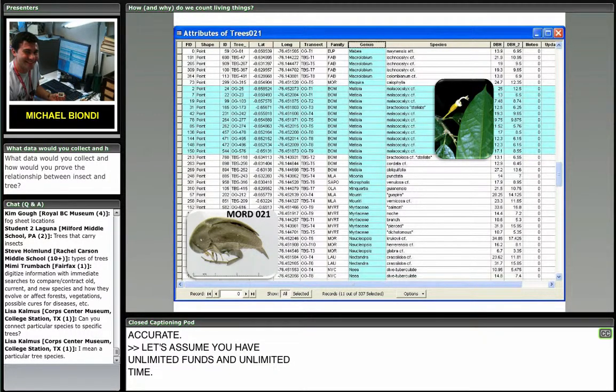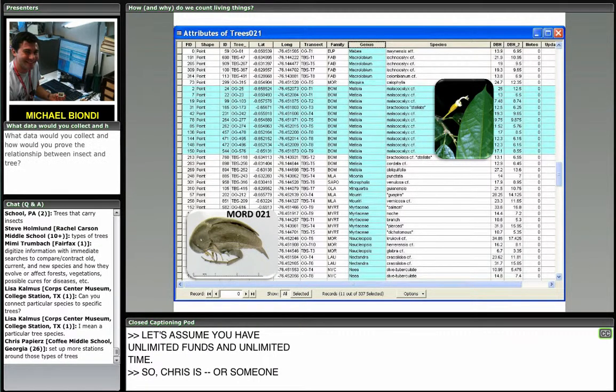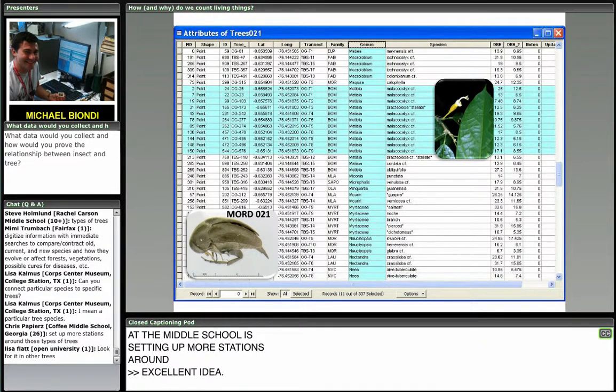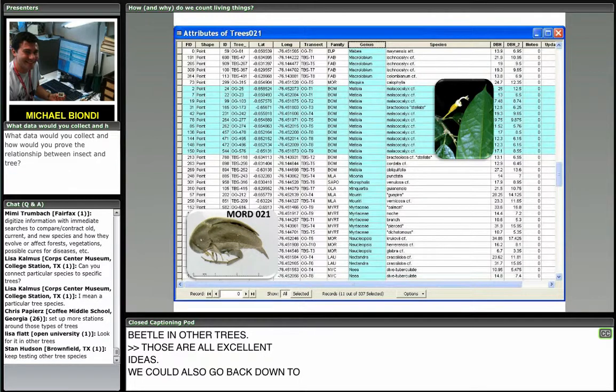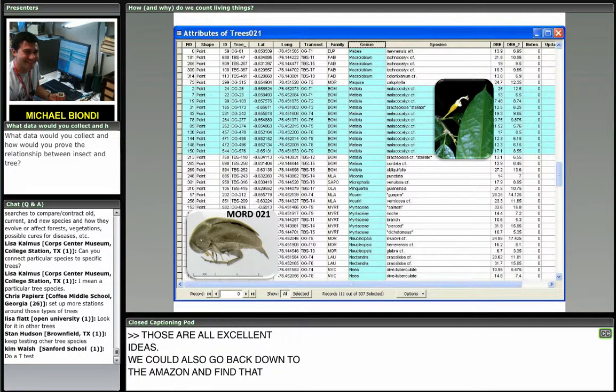So Chris or someone at Coffee Middle School is saying set up more stations around those types of trees. Okay, it's an excellent idea. Lisa says you could look for that beetle in other trees. Okay, those are all excellent ideas. We could also go back down to the Amazon and find that individual tree, because remember we have all the trees mapped, and we could actually climb up into the trees and try to find direct evidence of that beetle in and around those structures on that tree.